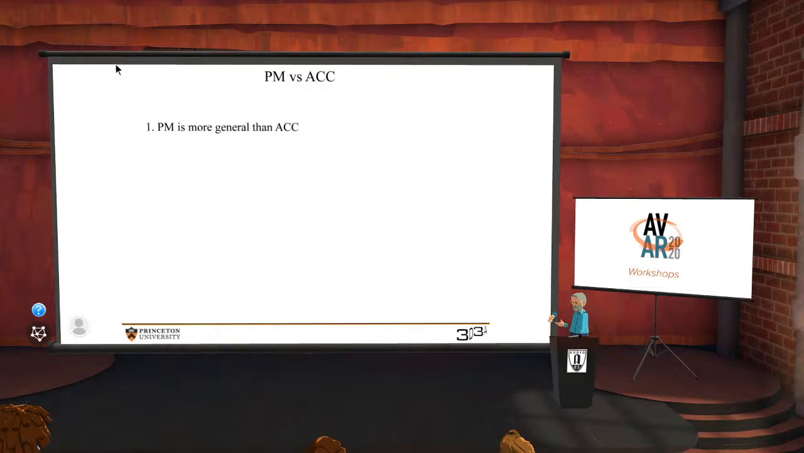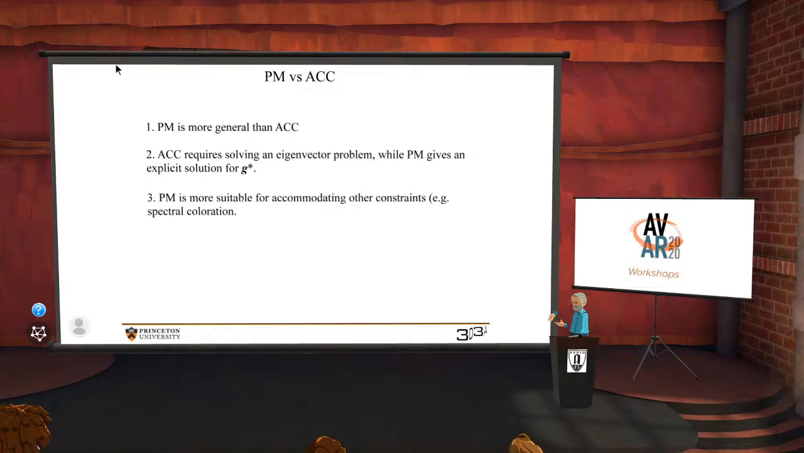So aside from it being more general, it has some other implications. One of them I already said. While the previous method requires solving an eigenvector problem, the pressure matching method gives an explicit solution for G star, which I already mentioned as a main advantage. Another advantage, which I'm not going to spend too much time describing, is that the pressure matching method is more suitable for adding more constraints.